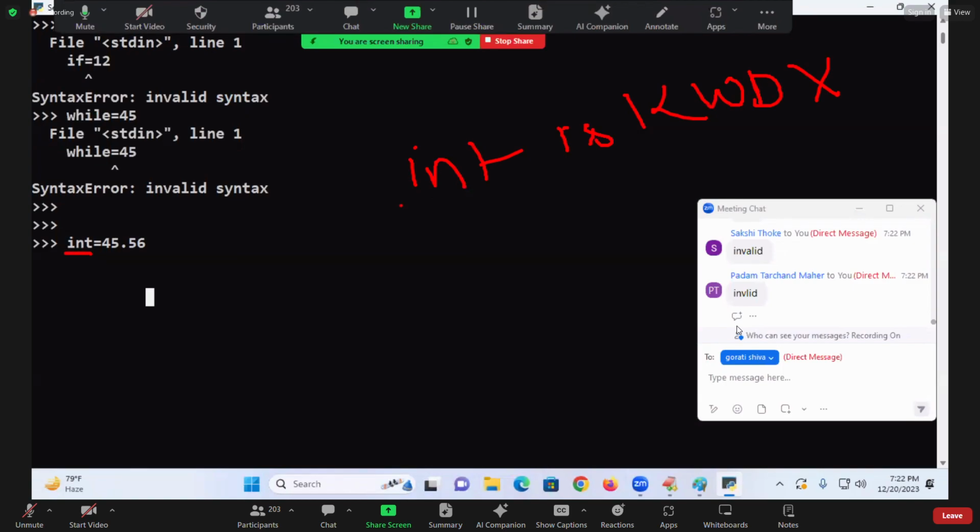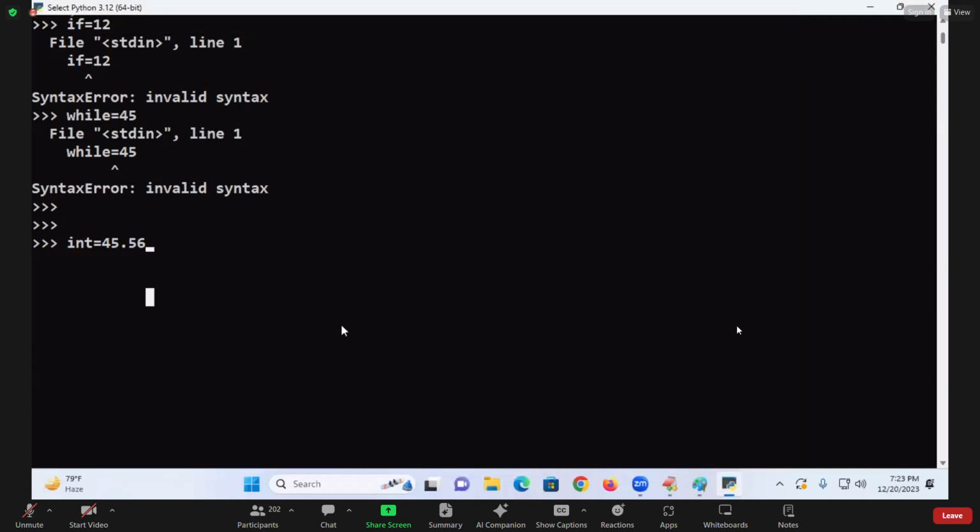Int is a keyword in C language, C++, Java, .NET, etc. In Python, int is called what name? Class name. Class names are, after all, called variable names only. You can use those as variable names. Sir, can you show some proof, sir? What is int? That is a class. Already I showed you the int class.